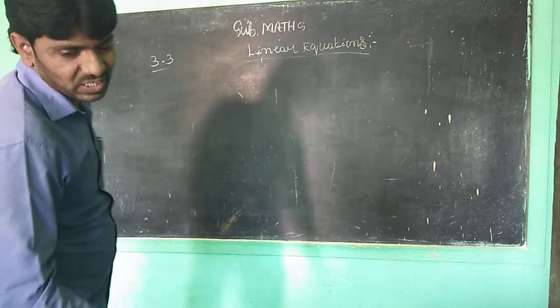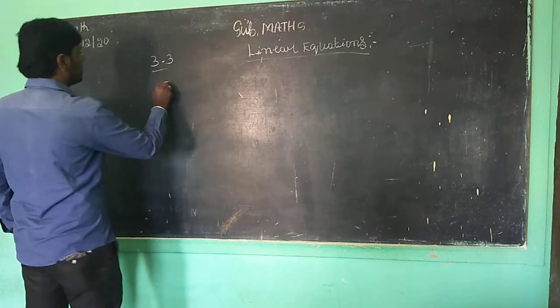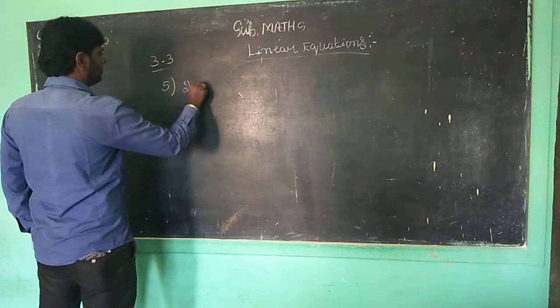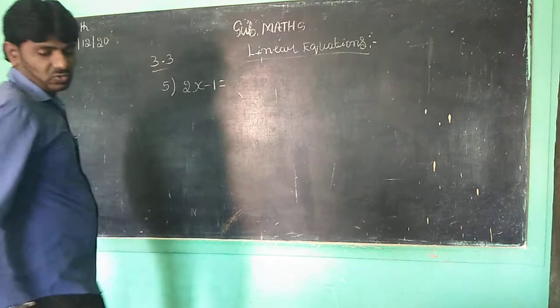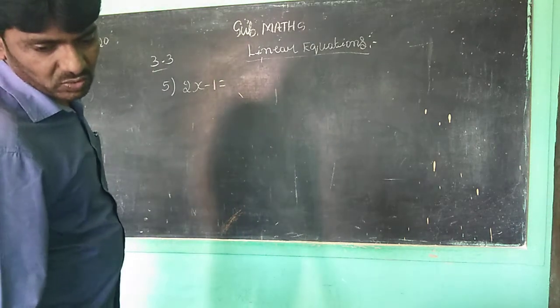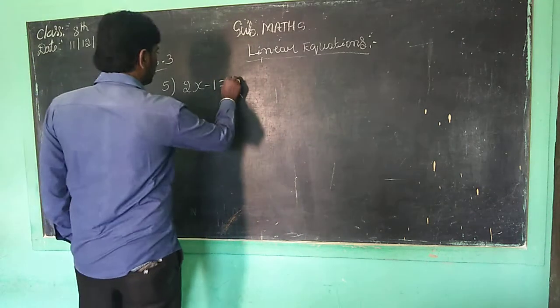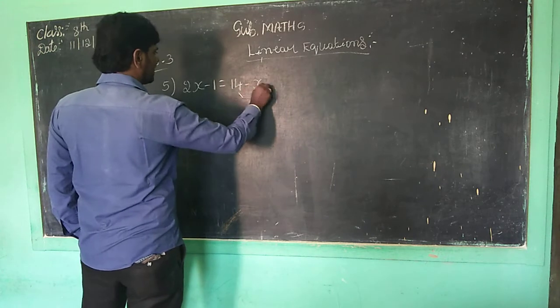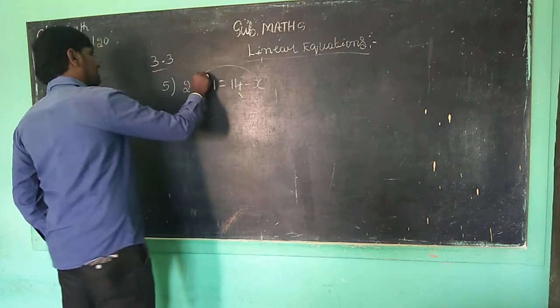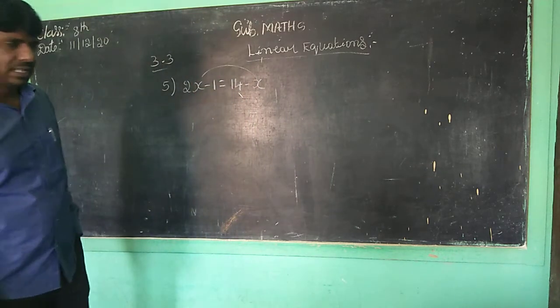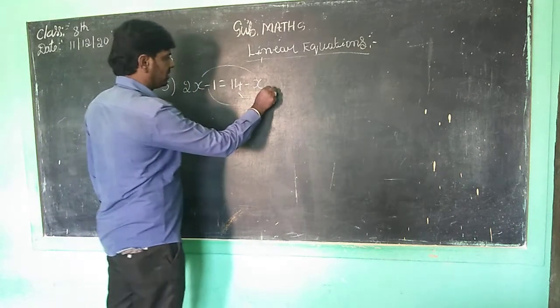2x minus 1 is equal to 14 minus x. Children, this minus x will transport into the left hand side and this minus 1 will transport into the right hand side.